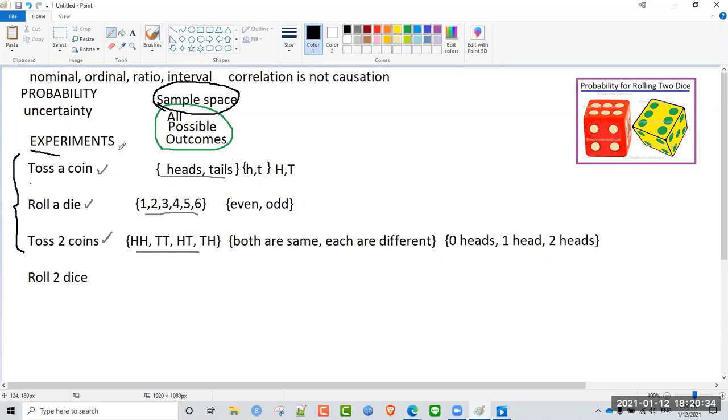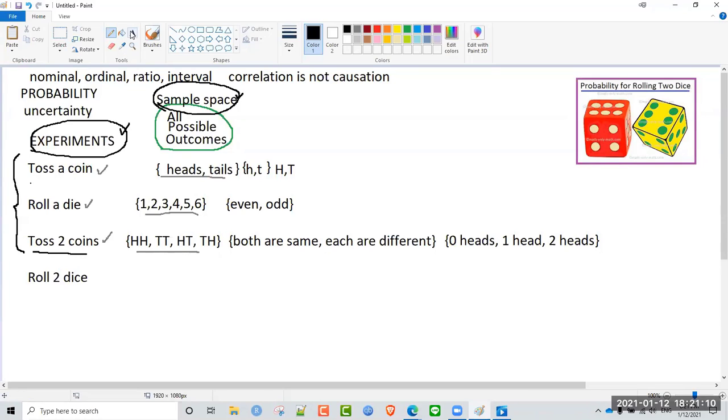Okay, so we have experiment and sample space. Once we know the experiment, once we know it's toss 2 coins, then we can say, oh, the sample space is this. Or we could have said this, or we could have said that. So the sample space is not decided. There could be more than one possible way to state the sample space.